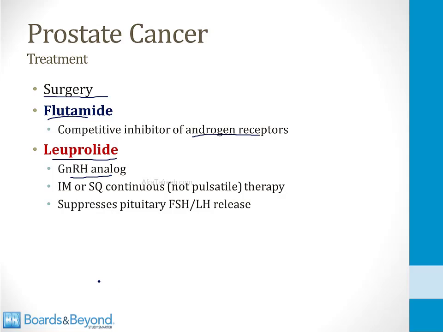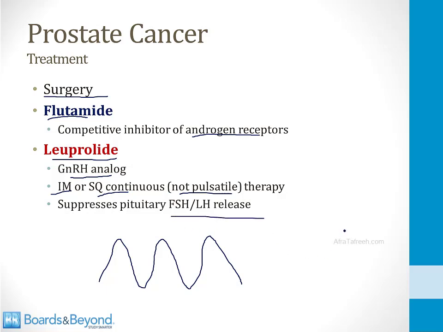Recall that the hypothalamus stimulates the pituitary gland to release FSH and LH by releasing GnRH in a pulsatile manner, and that can drive androgen production from the testes. If you administer leuprolide in an intramuscular or subcutaneous fashion, in other words, not a pulsatile fashion, then it will actually suppress FSH and LH release. FSH and LH are only released when GnRH hits the pituitary in a pulsatile fashion. If there's constant administration, this will suppress FSH and LH release, and that will lead to less androgen production from the testes. And that concludes our video on the prostate gland.